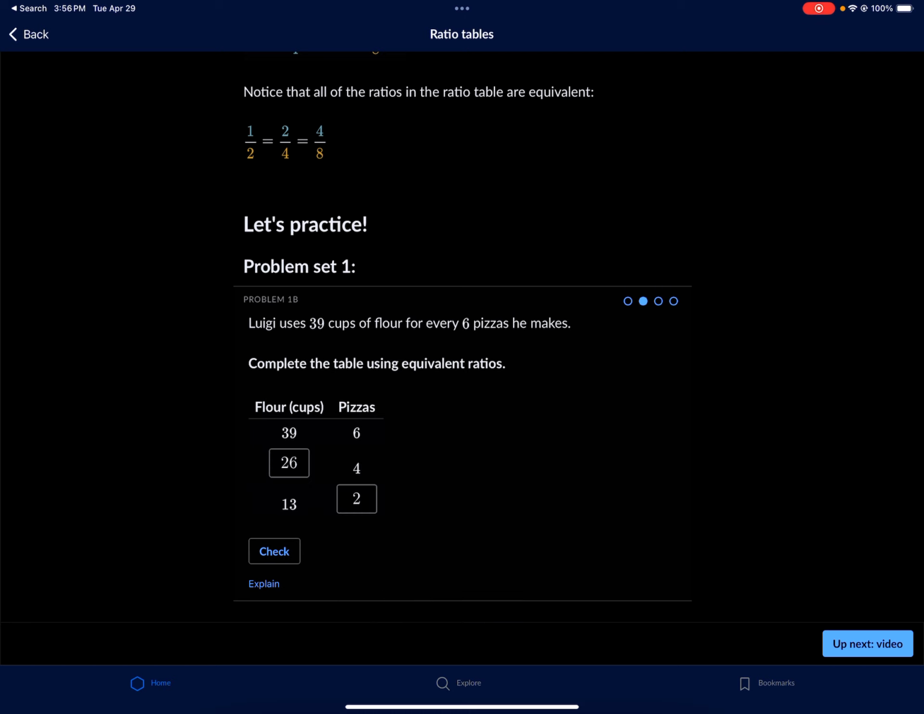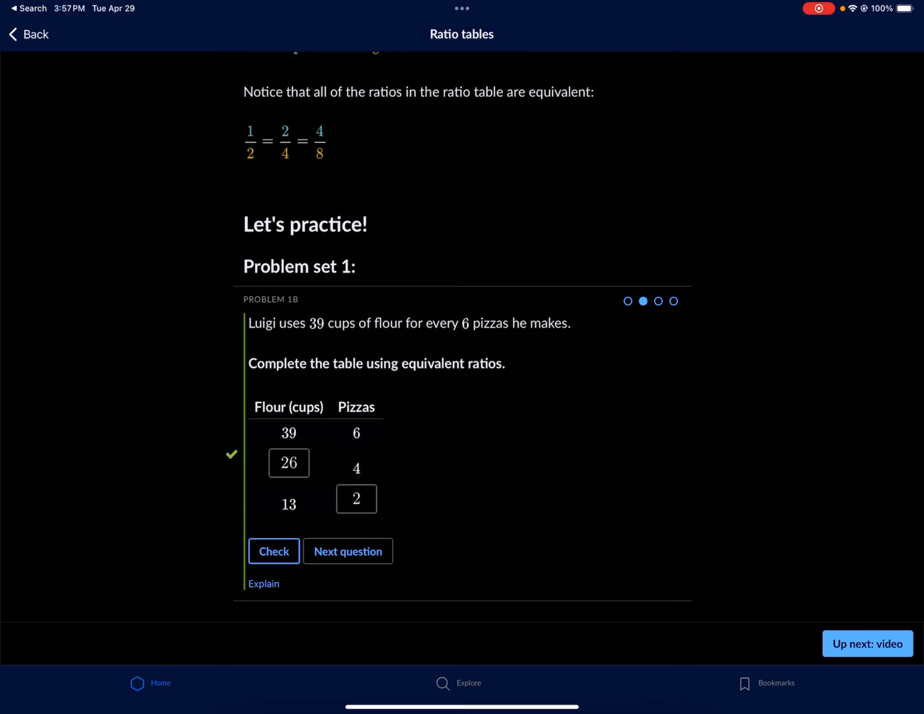26. Do you see the pattern? Although it might not be whole numbers, 13 over 2 is equivalent to 26 over 4 and 39 over 6. And hey, notice how we add 2 pizzas for every single time we go up, and we add 13 flour cups for every single time we go up.